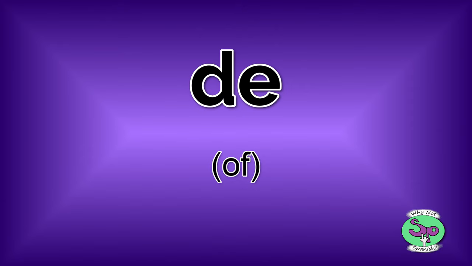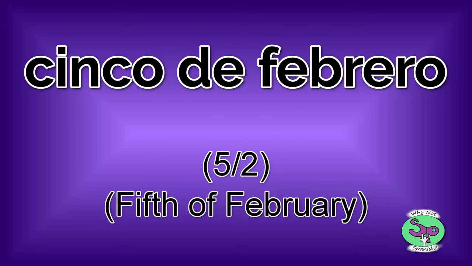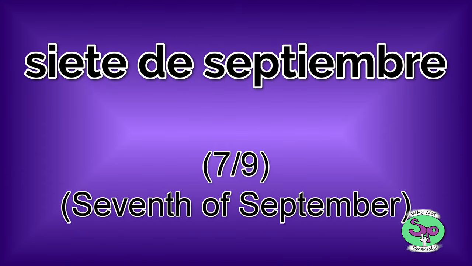Now, to talk about the dates in Spanish, we mention first the day of the month and then the month. So it's the opposite of English. In Spanish, we also add de, which means of. So it would be like this: 5 de febrero, 7 de septiembre. Are you ready to practice? I'm gonna show you and Cody some dates. See if you can say them in Spanish.